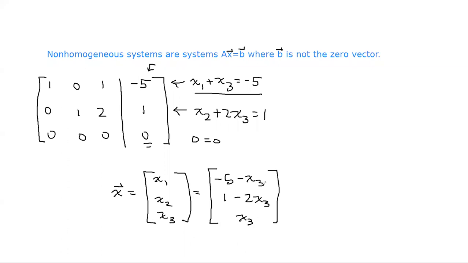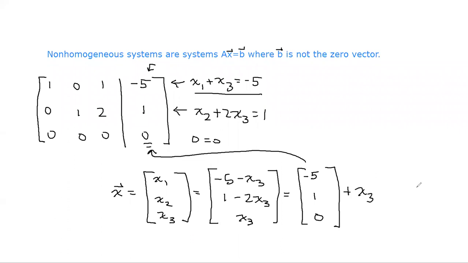And again, we want to factor out this x3, but now we have some constants to take care of as well. So we'll go ahead and make a separate vector that's made of the constants. So we've got minus 5 is the constant for x1, 1 is the constant for x2, and 0 is the constant for x3. Notice that this looks an awful lot like our vector b here. And then we can factor out x3. And again, x1 has minus 1 copies of x3, x2 has minus 2 copies of x3, and x3 has 1 copy of x3. So here's our parametric vector form.